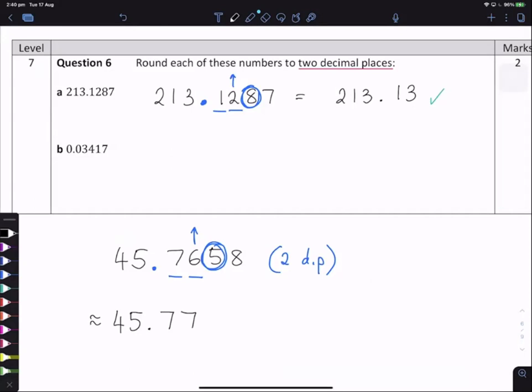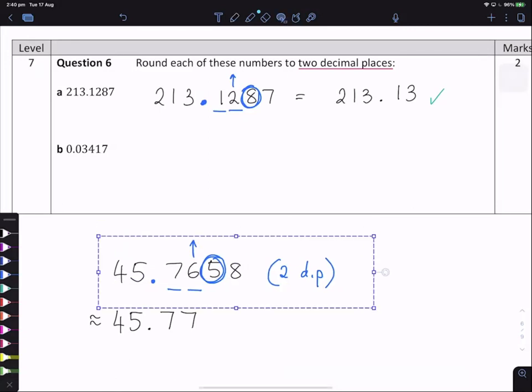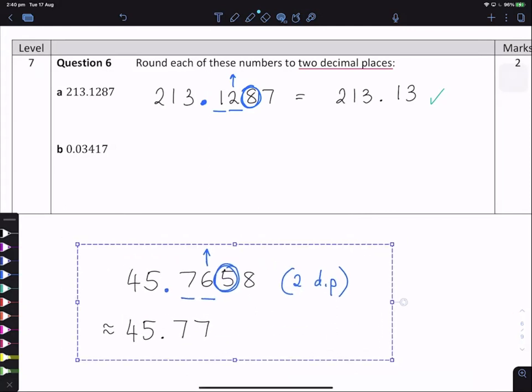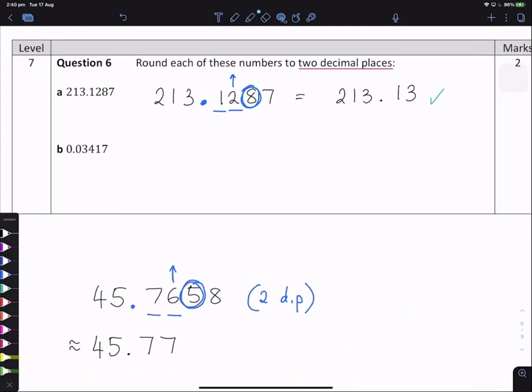So do we always go up once and down once? Here's the interesting thing. If we round up, we go up by 1. But if we round down, we don't go down by 1. We just stay at that number.